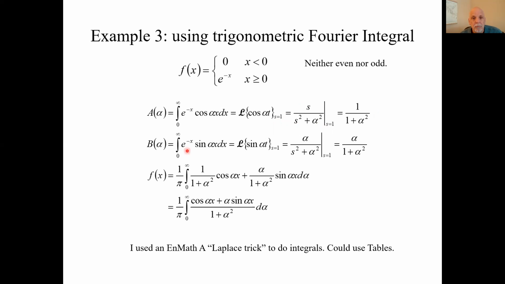B, this is the formula for the big B's. And this integral will evaluate to that. I don't want to spend too much time just evaluating an integral. So here's the formula for the Fourier integral. And if you look at it, it is all under one thing. I could simplify a little bit. Here is the Fourier integral for that function using the trigonometric Fourier integral.